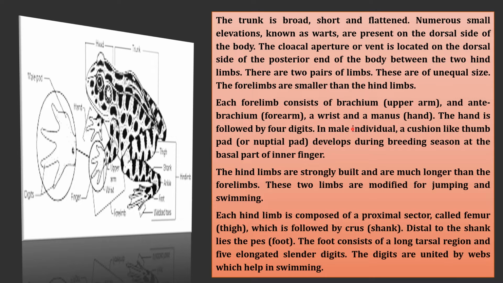Next, a wrist and a manus or hand. This is the wrist. And this portion with fingers is the manus or hand. So there are four parts in the forelimbs. This is the upper arm or brachium, this is the forearm or antebrachium, this is the wrist, and the finger portion is the manus or hand. Hope you have understood.